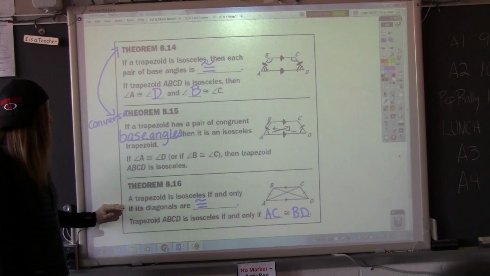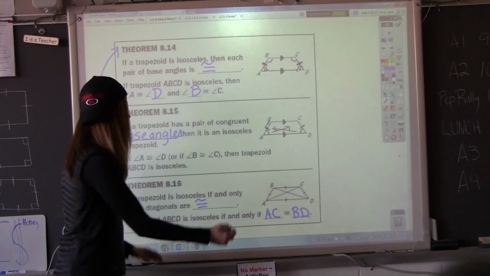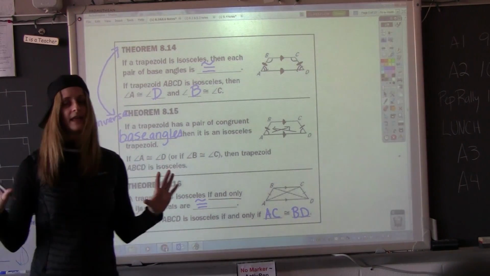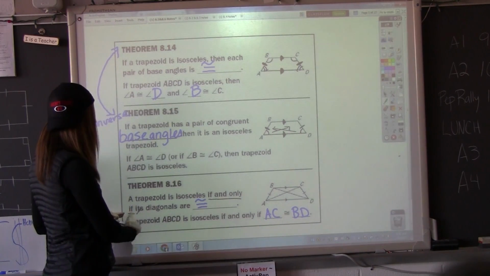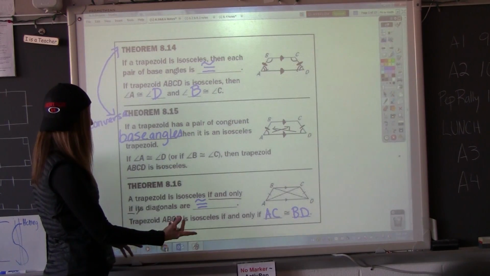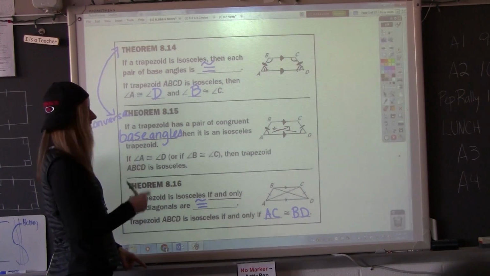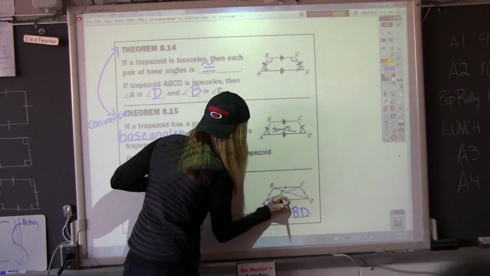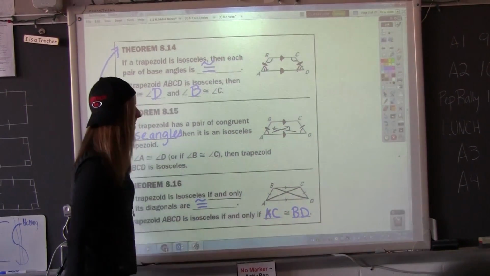A trapezoid is isosceles if and only if, that means its if-then and its converse are both true, it's an if and only if, its diagonals are congruent. So if you've got a trapezoid where the diagonals are congruent, then you know it's isosceles. It works both ways. So there are the diagonals.